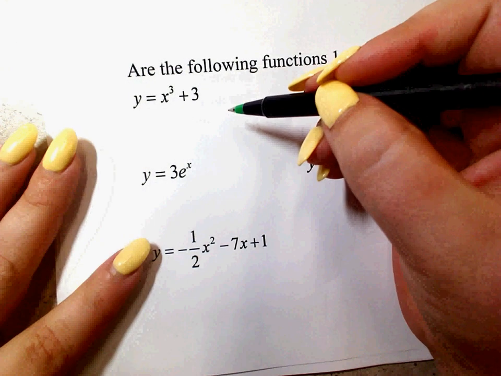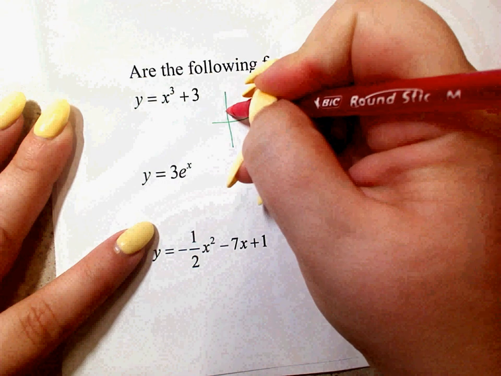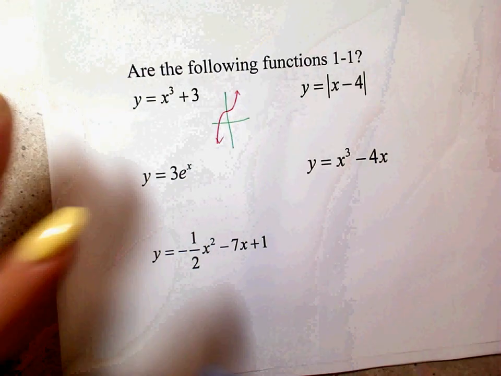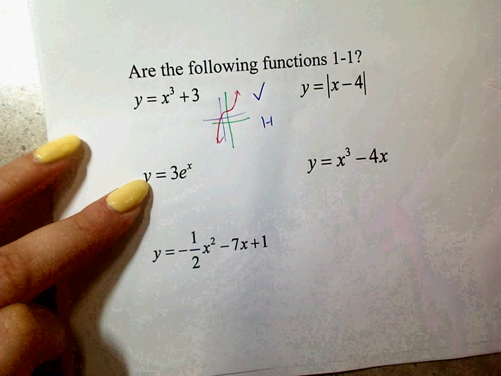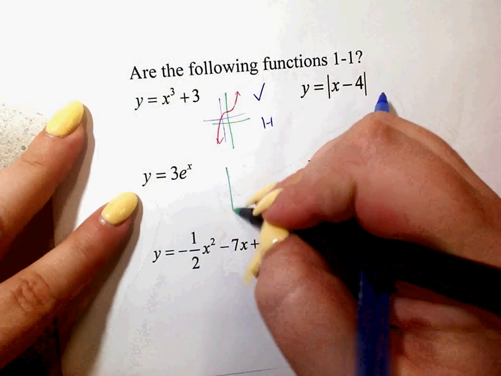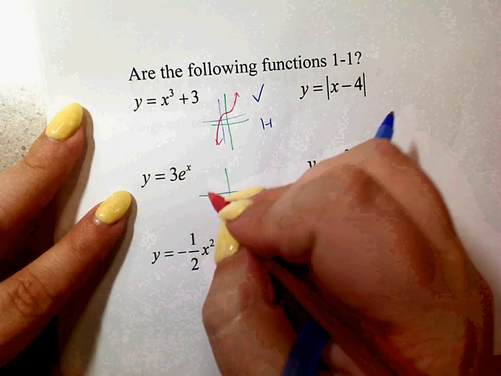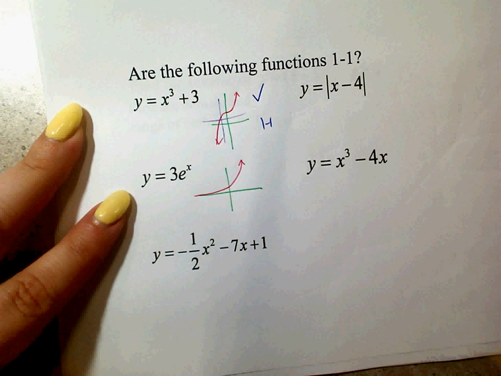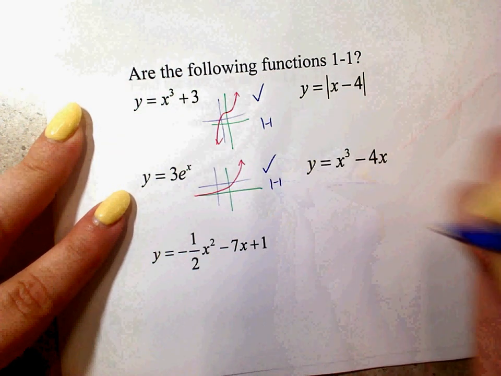You've got a cubic function shifted up 3, and yes, that passes both the vertical and the horizontal line test, so it is 1 to 1. When you think about 3e to the x, that is an exponential function. It's exponential growth, so it looks like this, and then it shoots up really quickly. It does pass the horizontal and the vertical, therefore it is 1 to 1.